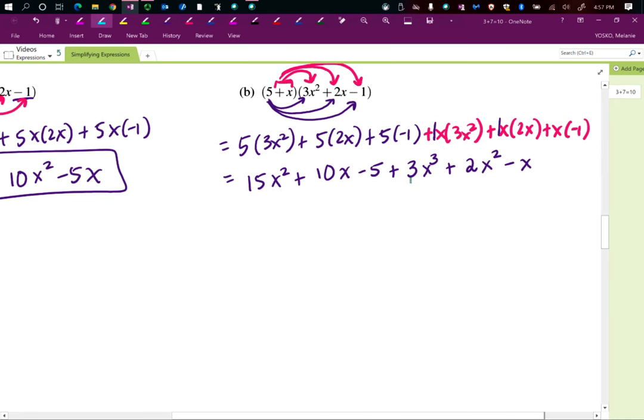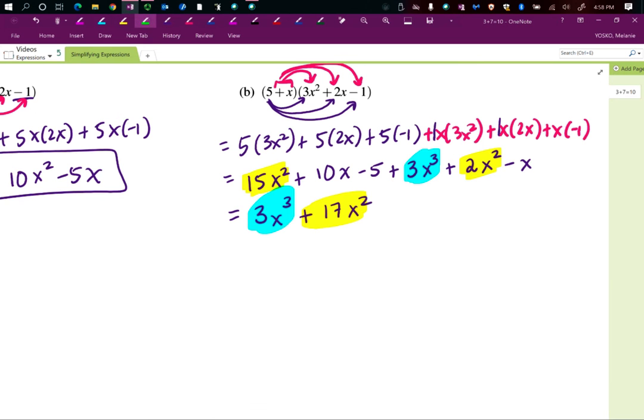Okay, there's a term with 3x cubed, and that is the only one. So I usually try to write this in terms of highest power of x and then go with descending order of powers. Okay, so then we look, are there any terms with x squareds? Yep, here's a 15x squared, here's a 2x squared. So 15 plus 2 is 17x squared. So we get that from here.